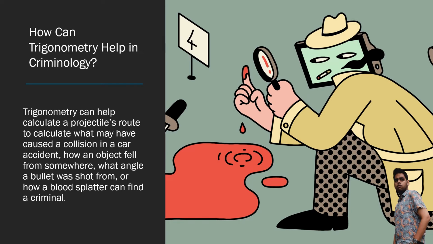Right now, I want to talk about how trigonometry can help in criminology. Trigonometry can help calculate a projectile's route, what may have caused a collision in a car accident, how an object fell from somewhere, what angle a bullet was shot from, or how a blood splatter can help find a criminal.